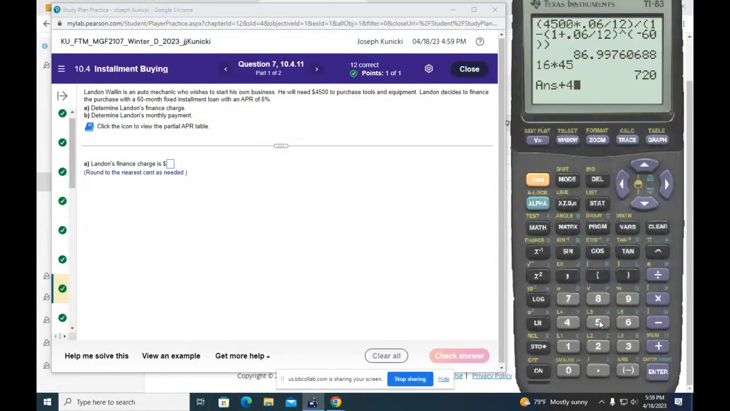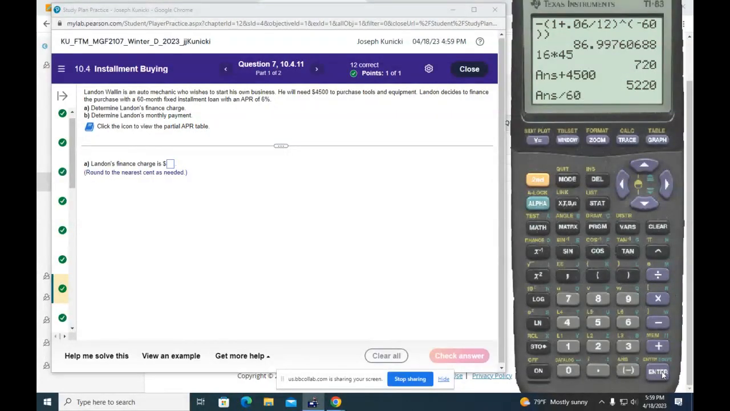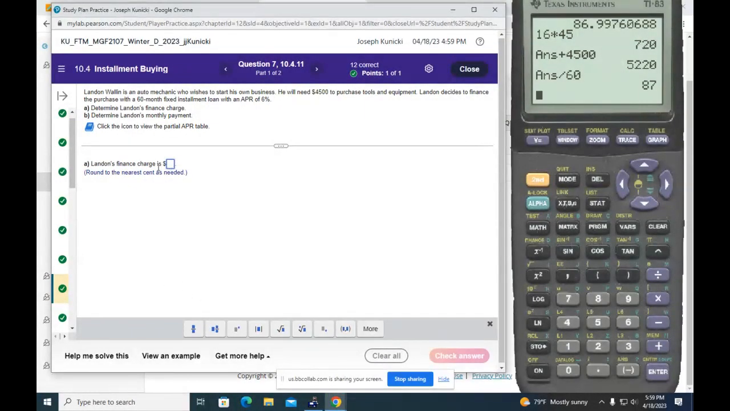I add that to the 4,500. There's the installment loan price, and I divide by 60, and we get $87. This time they're spot on, they agree. Although you see, this one calculated to exactly 87, this one rounds up to 87 because of the decimal. But they both agree this time. And sometimes that happens. Okay, so $87.